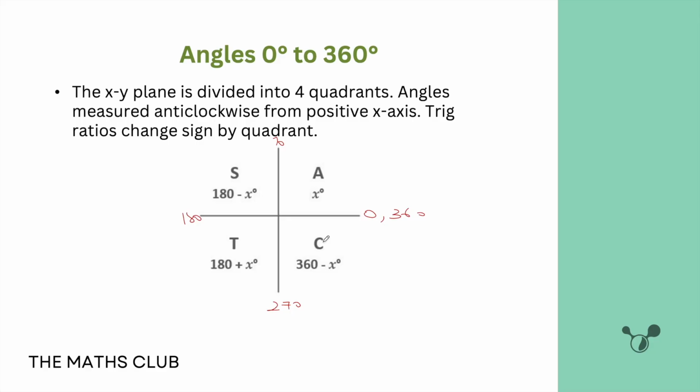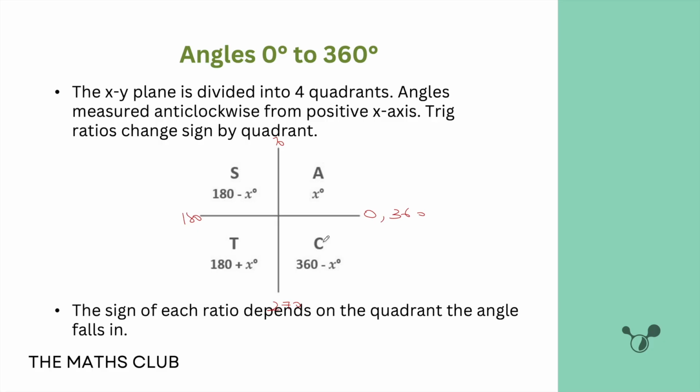Great. Now, it says the sign of each ratio depends on the quadrant the angle falls in. So if I have cos 120 degrees, it is going to be negative. You can press your calculator and see. Cos 120 degrees gives you minus 0.5. If I have sine 250 degrees, it's going to give me a negative value. That will be minus 0.9397, right?